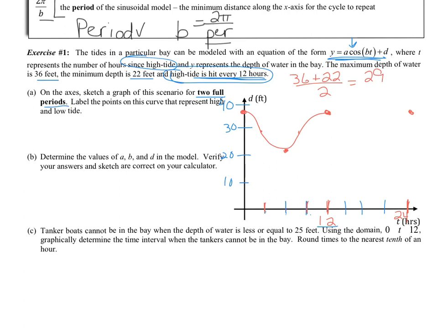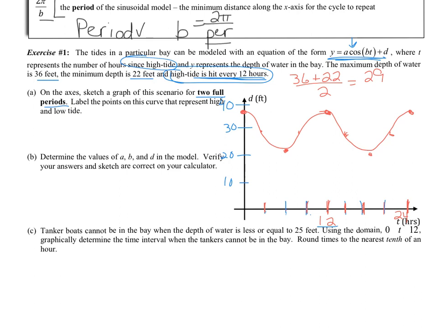Okay, and we're going to go a second period, and that's just because it's what the question requests. So here, we're going to be at 22 again, and then at these two spots, we're going to be at that 29. So this is a rough sketch. There's no graph paper, but that's basically what your graph should look like.